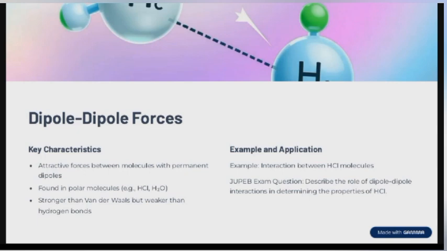I hope my explanation is clear. It's a stronger force than the Van der Waals force, and when we go to hydrogen bonding, we'll be able to see why it is weaker than hydrogen bonds.